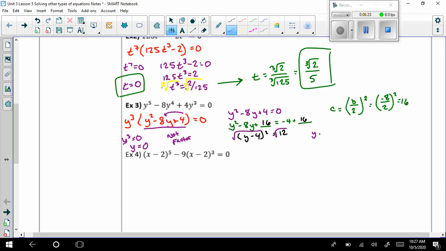Then I will square root both sides to get rid of this exponent, and I get y minus 4 is equal to plus or minus the square root of 12. 12 breaks down into 4 times 3. The square root of 4 is 2. The square root of 3 doesn't have one. Last step, I need to move this over. So y is equal to 4 plus or minus 2 root 3, which is my other answer aside from this 0. Make sure you have both.